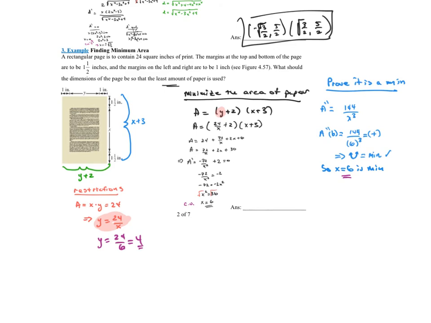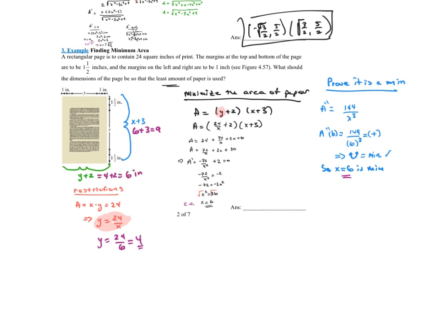A lot of people are going to think, okay, make the page 6 inches by 4 inches. But I want you to be very, very careful. 6 inches by 4 inches is absolutely not the dimensions of the page. That's the dimensions of the writing. So let's look at the dimensions of the page. We would have x plus 3 as the height. Well, that would be 6 plus 3, which would be 9. And then we would have y plus 2. Well, that would be 4 plus 2, which would be 6.